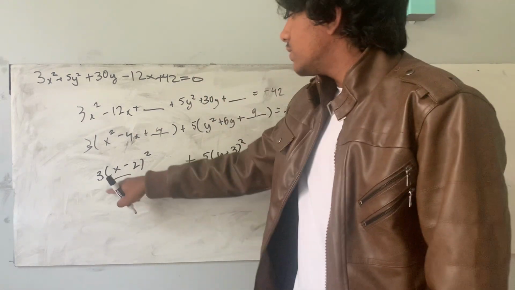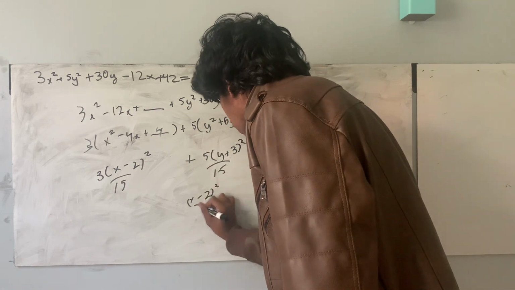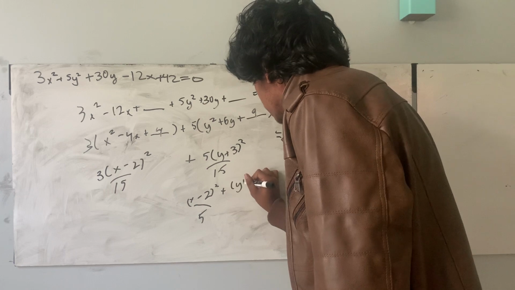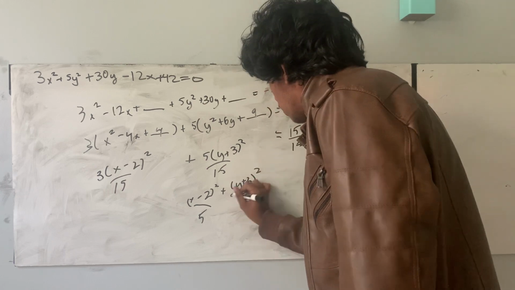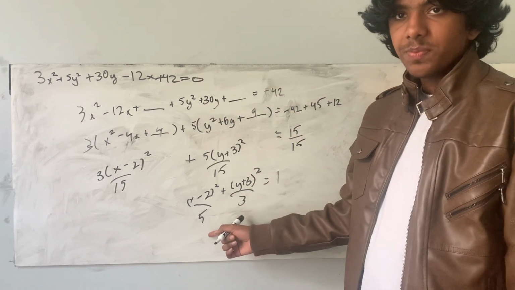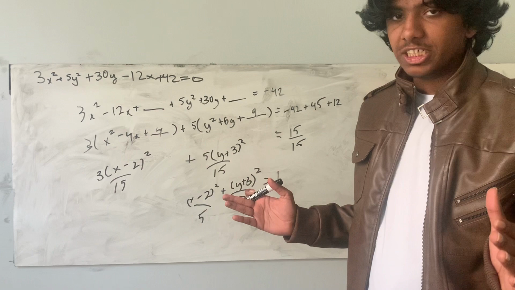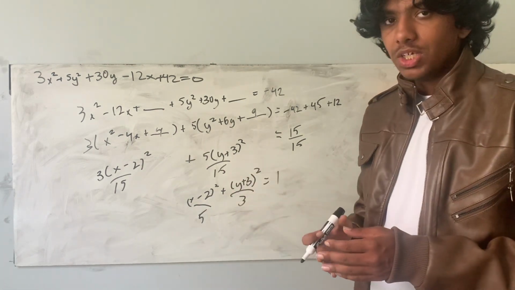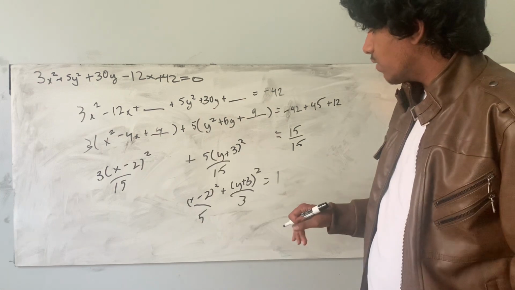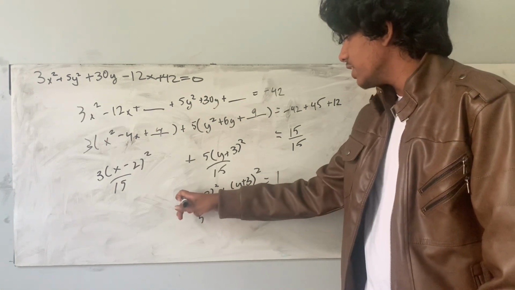Simplify, this 3 over 15 becomes 5, x minus 2 squared over 5, plus y plus 3 squared over 3 equals 1. This is your major axis square, which I think the major axis length would actually be square root of 5. This would be your minor axis length, that is square root of 3, and your vertex is 2, negative 3. So this is an ellipse actually.